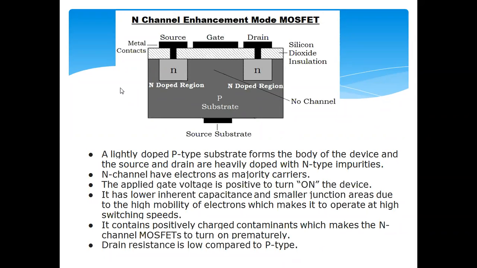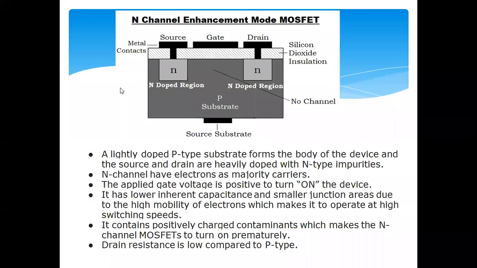Now, N-channel have electrons as a majority carriers. Applied gate voltage is positive to turn on the device, right? Whatever the applied gate voltage, VTH, that is the threshold voltage, nothing but that you have applied to the gate, it should be a positive.